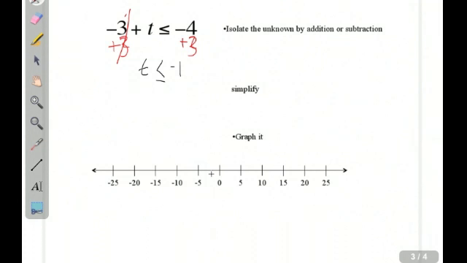So above my dot on negative 1, I'm just going to write a negative 1 in here. I'm going to put a solid dot. I know it's solid because of this equal sign, and it's less than, so it means it runs to the left.